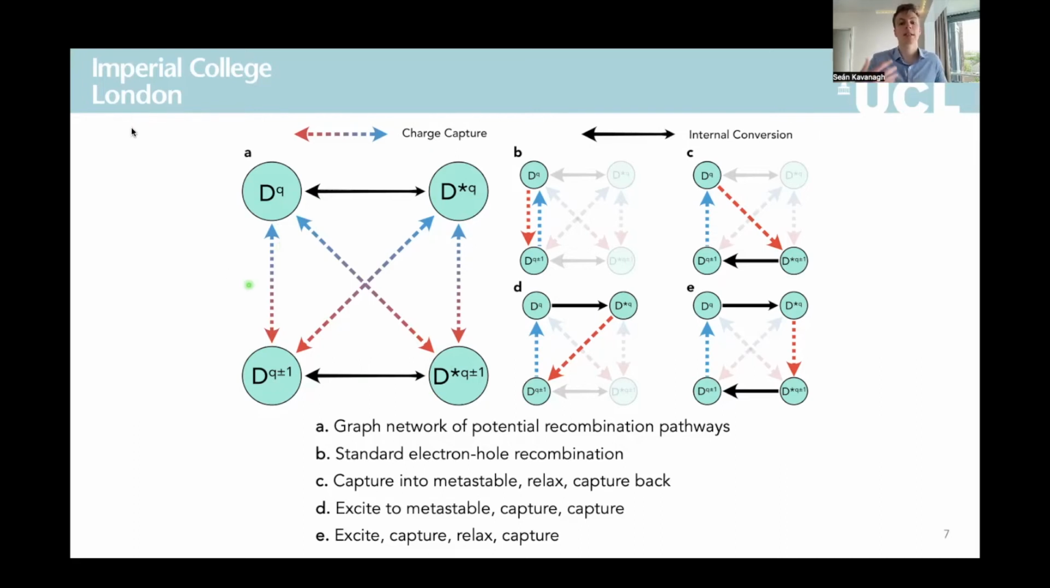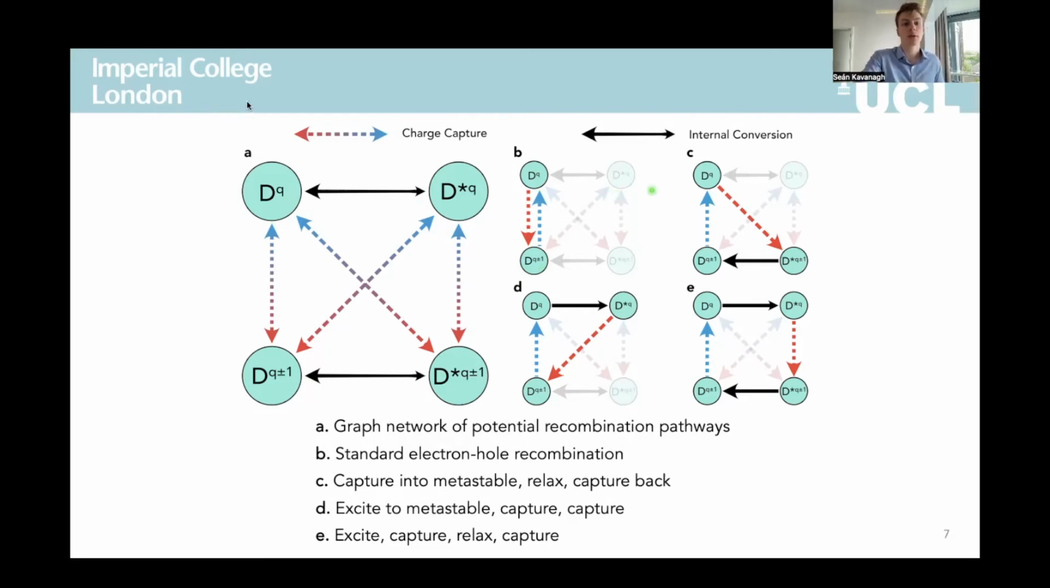So here we consider the case where there is one accessible metastable arrangement for the two defect charge states, so labeled by Q and Q plus or minus 1. And we see that there are a couple of potential recombination paths in this case. Firstly, you could have a simple charge capture to the Q plus or minus 1 state and then charge capture back. And so this corresponds to our typical Shockley-Read-Hall recombination process.